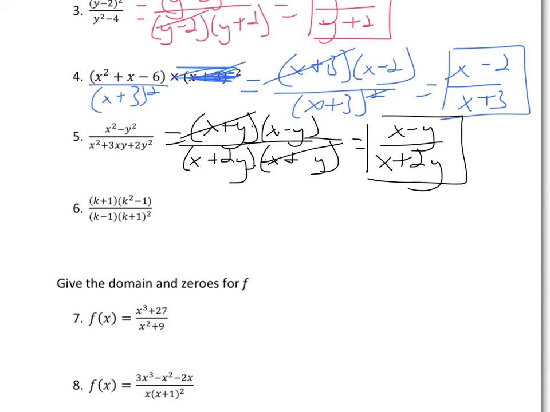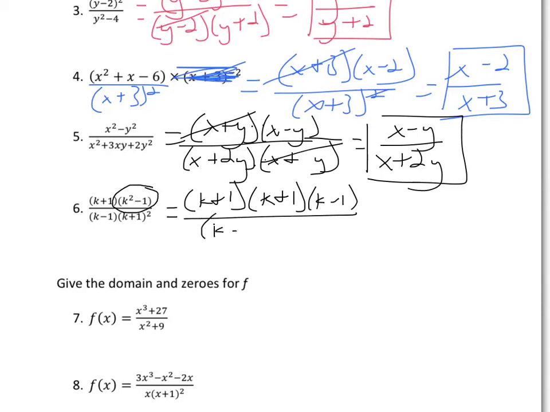Okay, this last one. The only thing that I see that we can really do anything further with is right here, this difference of squares. So we're going to keep everything else the same. We're going to factor this difference of squares, minus 1. And on bottom, we've got k minus 1 times k plus 1 squared. So I'm going to cancel out our two k minus 1s and both k plus 1s from top and bottom, and you're left with nothing on top, nothing on bottom, so the answer is just 1.